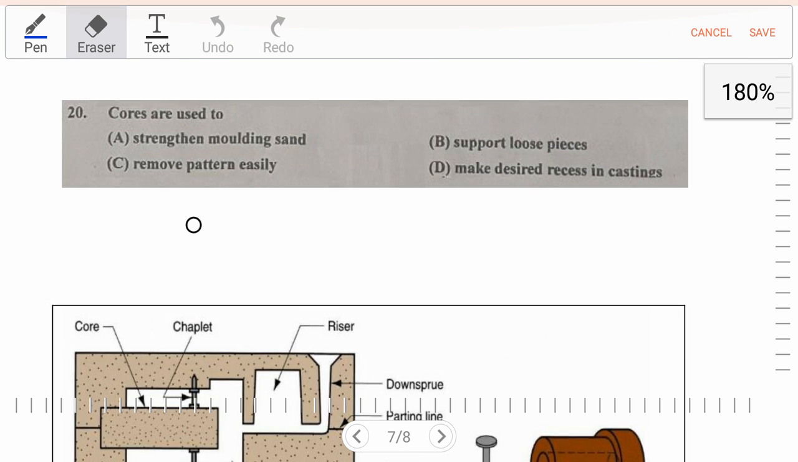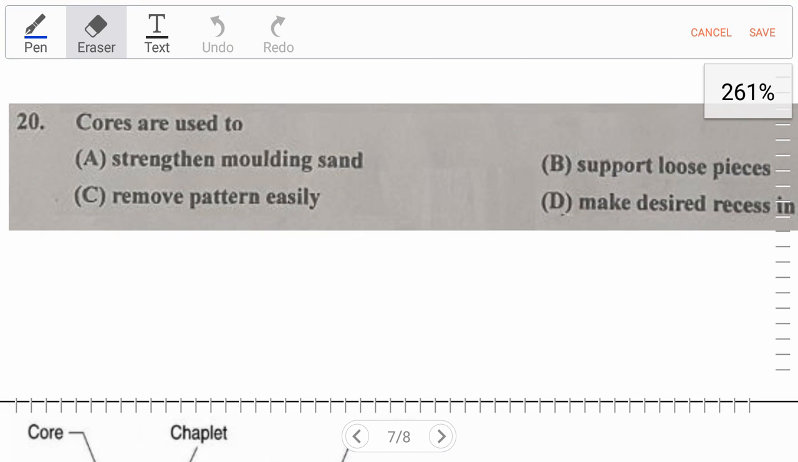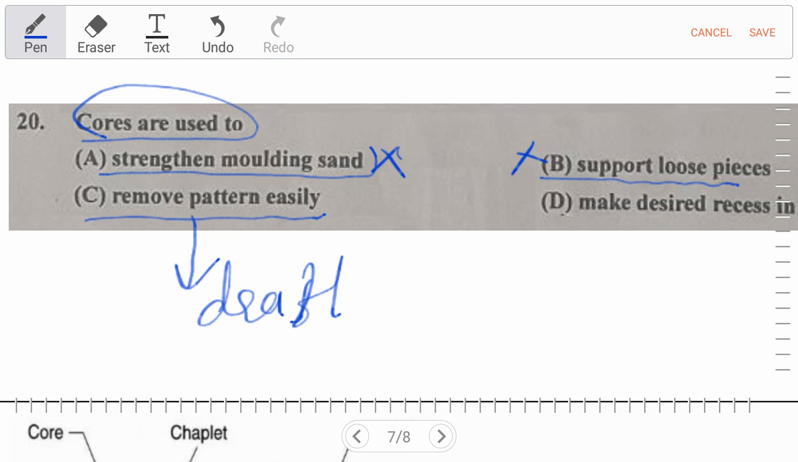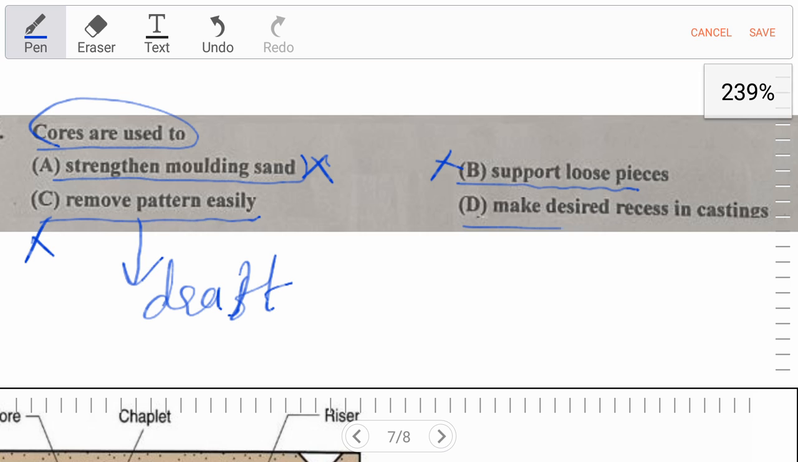Cores are used to, our options are: strengthen the molding sand. Well, this is not the right answer. Now option B, support the loose piece. This is also not the right answer. Option C, remove pattern easily. To remove the pattern easily there is a draft, so C is also not the right answer. And option D, make desired recess in the casting. Yes, this is our right answer.